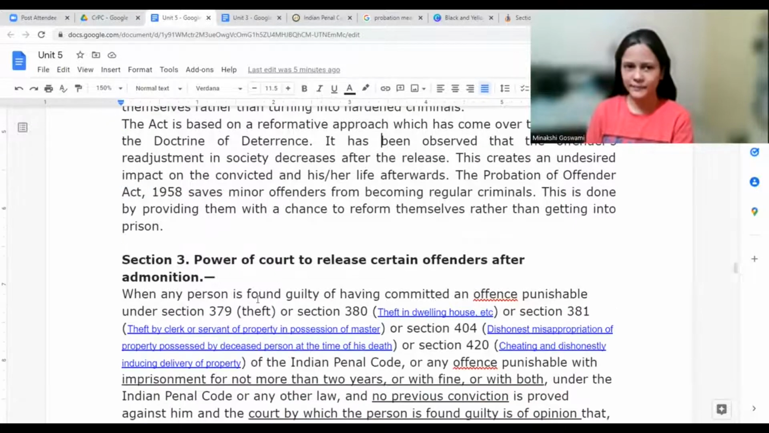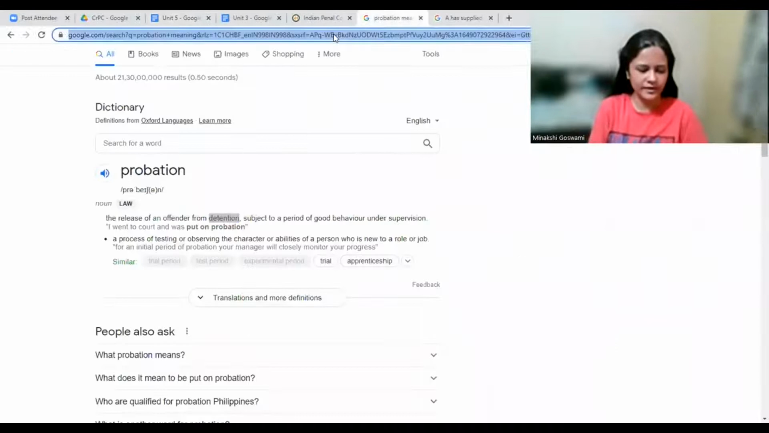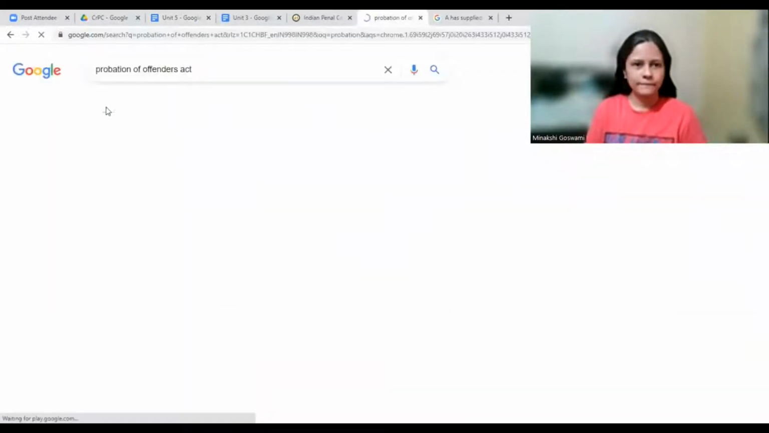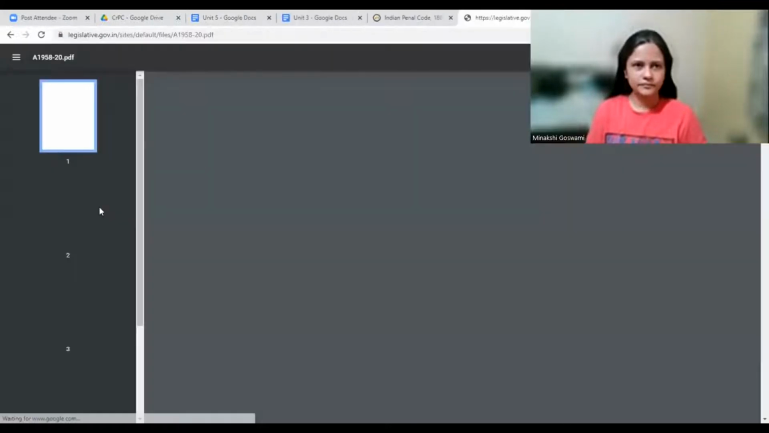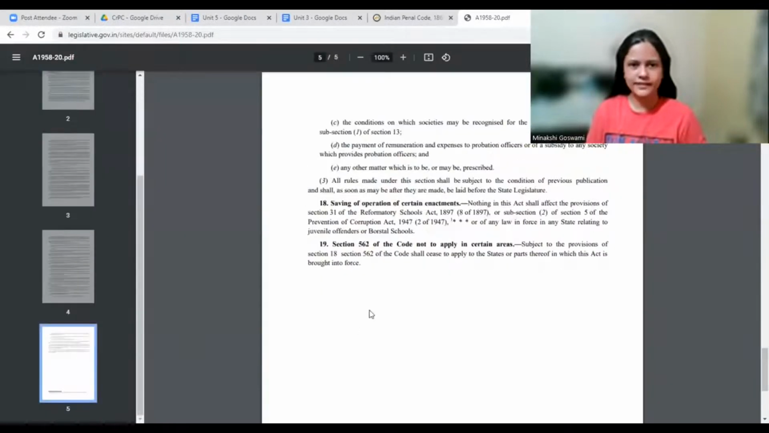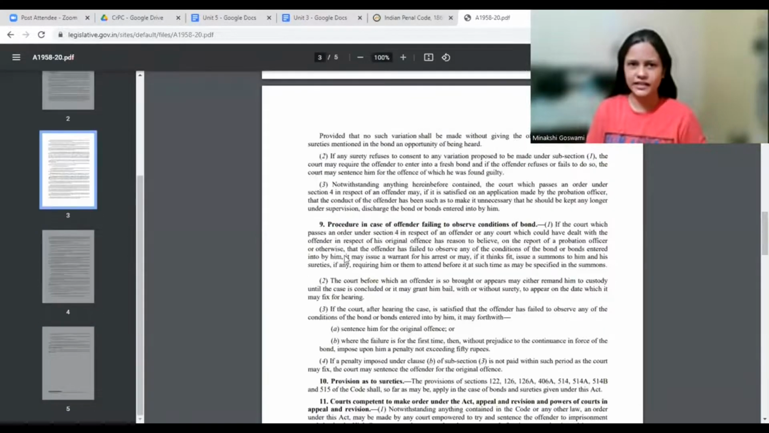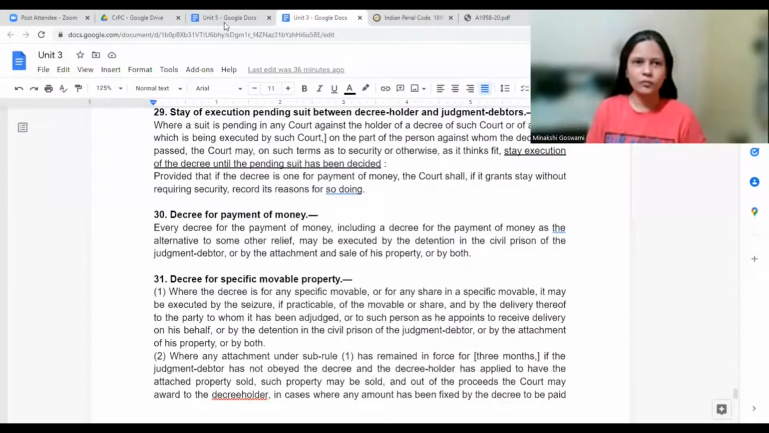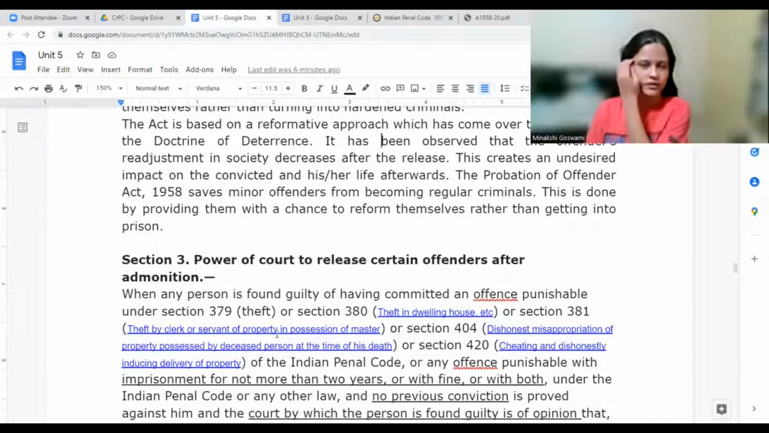When we look at the legislation, it's a very small legislation. Let me open the bare act also. Yes, this legislation has only 19 sections, and the first initial sections are the ones which are very important. So what is this entire legislation all about?